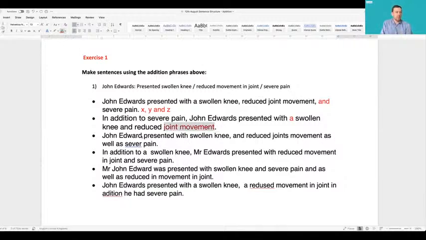John Edwards presented with a swollen knee. Reduced joint movement. Remember what we said about compound nouns. In compound nouns, we never pluralize the part before the last bit. So it would never be "joints movement". Reduced joint movement as well as, this is actually a word, isn't it?